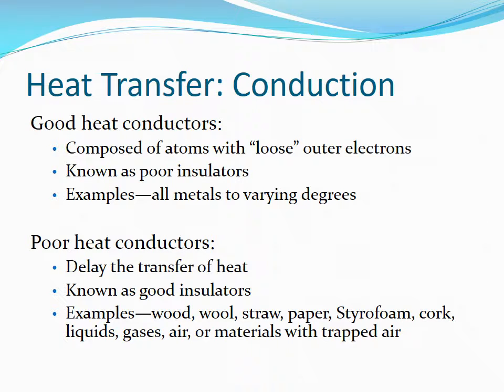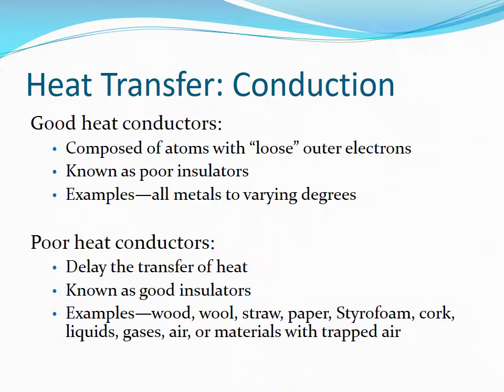Good heat conductors are composed of atoms with loose outer electrons. Good heat conductors are poor insulators. All metals are good conductors to a varying degree. Copper, aluminum, and steel are good conductors.